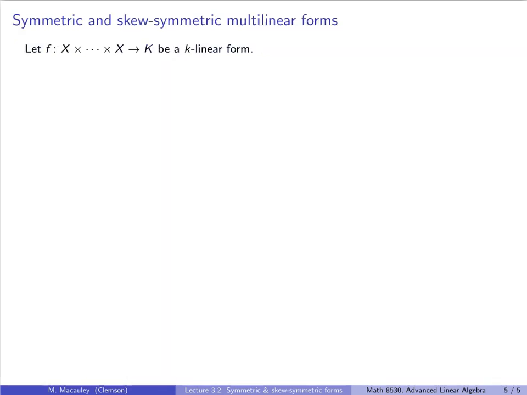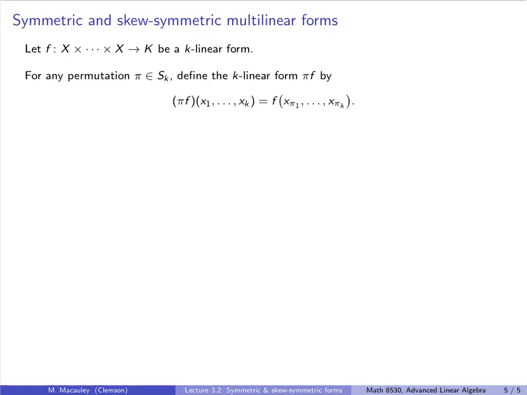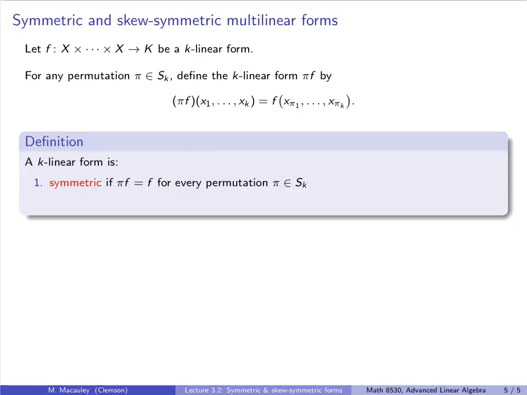Now, at last, we come to the topic which is actually the name of this lecture. That is the symmetric and skew-symmetric multilinear forms. So if f is a k-linear form, then for any permutation pi of k elements, think of the k entries, we can define a new k-linear form, pi f. And that's basically what you get from our old k-linear form by permuting the entries according to pi. A k-linear form is symmetric if it doesn't matter how you permute the entries, you get back the same thing.